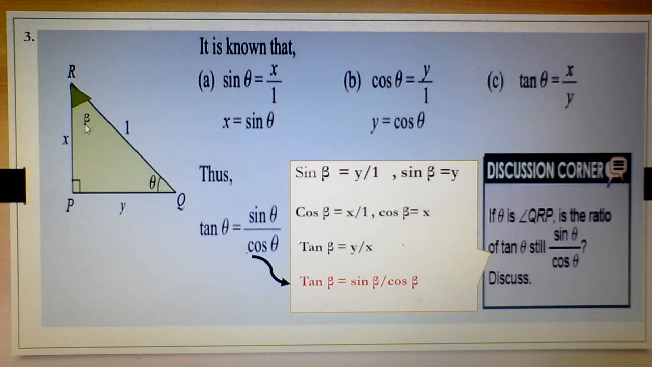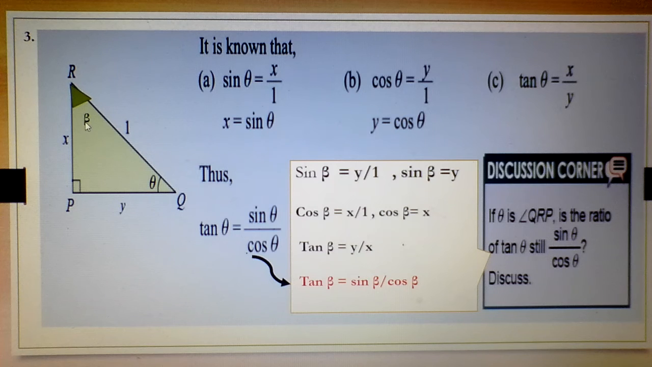I put here is beta. Just to show to you, for this one, you can try yourself for this one. I put this one as beta. So if theta is beta, QRP is beta, is the ratio of tangent beta still sine beta divided by cos beta? Adakah dia sama formula dapat? Okay, kita boleh tunjukkan. Sine beta is Y divided by 1. Sine beta equals to Y. Cos beta, X divided by 1. Meaning cos beta is X.